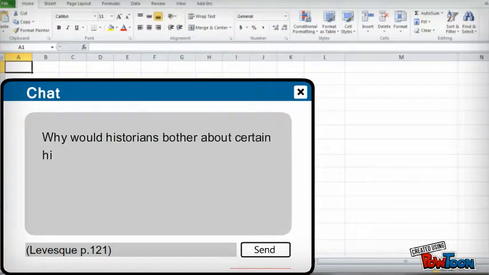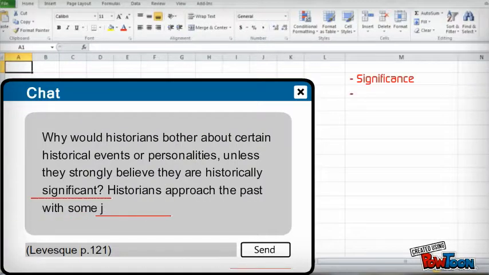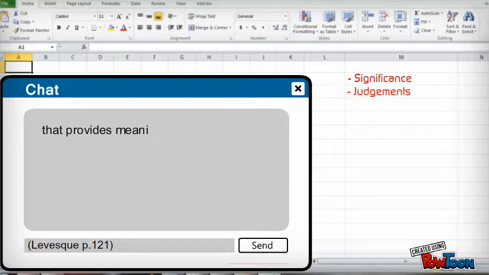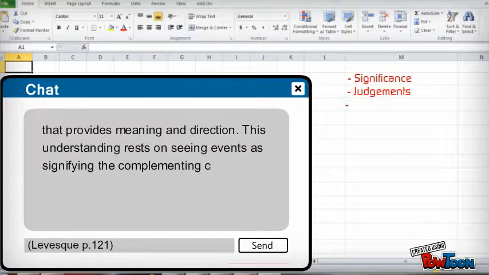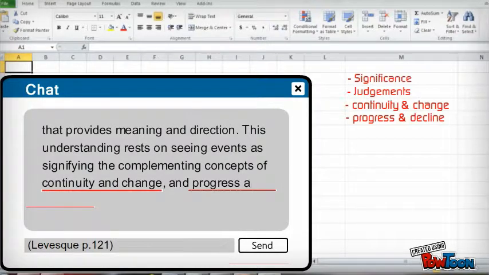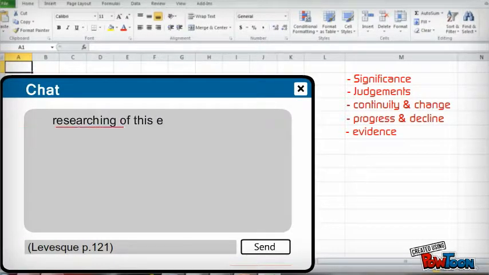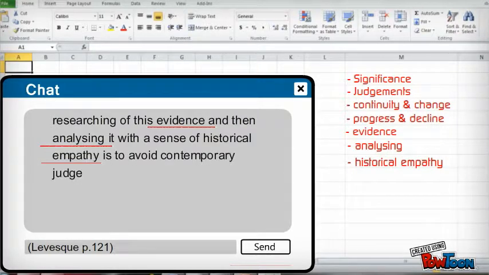Why would historians bother about certain historical events or personalities unless they strongly believe they are historically significant? Historians approach the past with some judgments and understandings of past events as part of a bigger story that provides meaning and direction. This understanding rests on seeing events as signifying the complementing concepts of continuity and change and progress and decline. Because a historian's interpretation must rely on supporting evidence, researching of this evidence and then analysing it with a sense of historical empathy is to avoid contemporary judgments of past actors' decisions. This whole process brings the historian back to their initial question, which they can now answer.